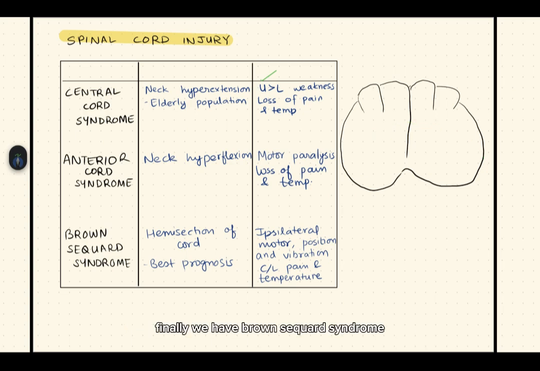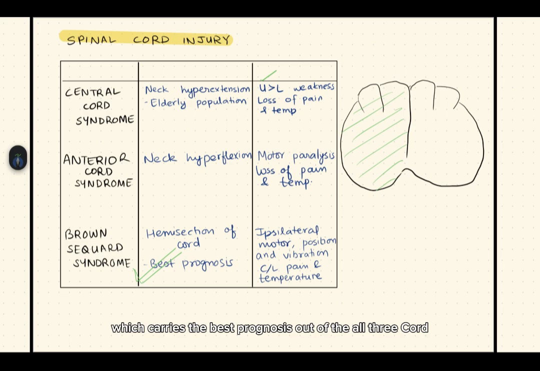Finally, we have Brown-Séquard, which is basically the hemisection of the cord. So, full half of the cord is involved. Now, this is the one where we will see ipsilateral motor, position and vibration being affected, and contralateral pain and temperature being affected. This is the one which carries the best prognosis out of all three cord syndromes.